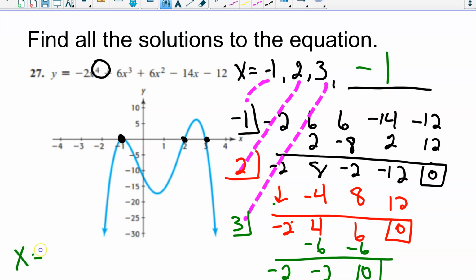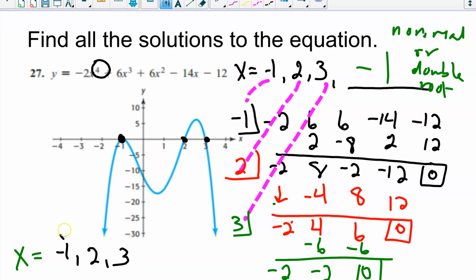So if you want to write it that way, so this here would have been either non-real or in this case, a double root. So my final answer is -1, 2, 3, where -1 is a double root.